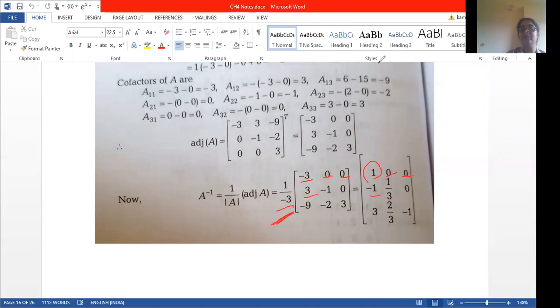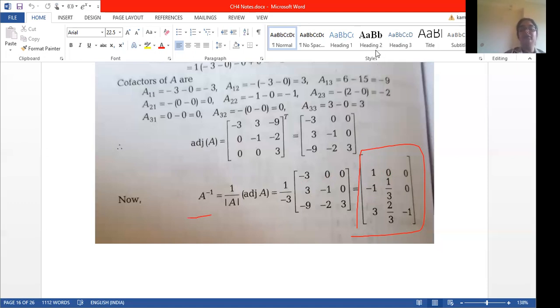Minus 1 by 3 multiplied by minus 1 will be plus 1 by 3. Minus 1 by 3 multiplied by 0 will be 0. Same way you will multiply all the elements. Minus 1 by 3 multiplied by minus 9, that will be equal to what? 3. Minus 1 by 3 multiplied by minus 2, that will be plus 2 by 3. Minus 1 by 3 multiplied by 3 will be minus 1. So this way you will calculate all the values, and this will be your A inverse. Is that clear? So now you know two methods: one, finding the inverse using adjoint, or finding the inverse using transformation.